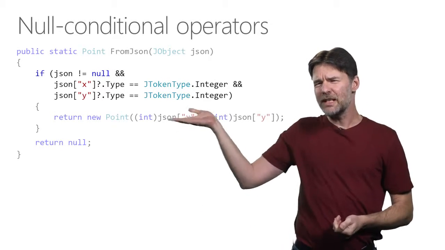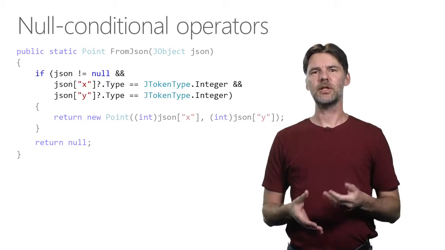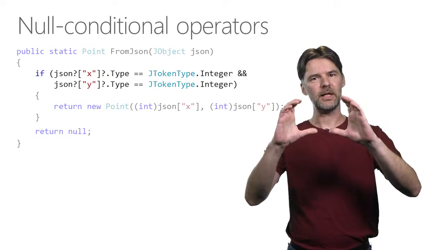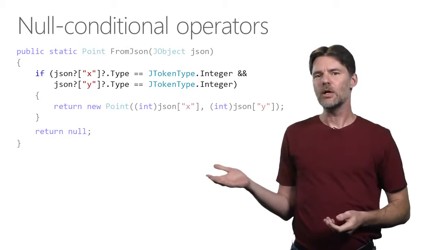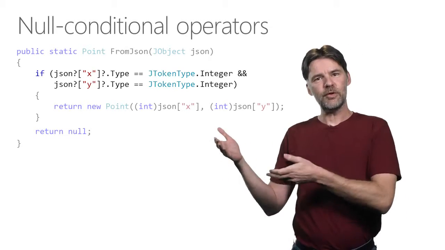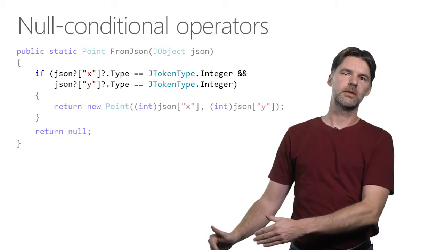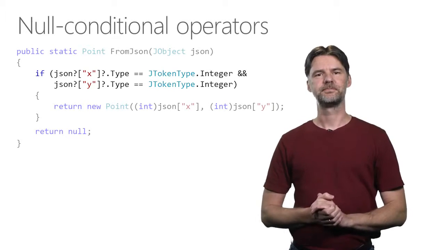Meanwhile, we still have that initial null check to see if we can index. But indexing can be done in a null-conditional way too. You just insert a question mark in front of the square brackets, and now they only happen if the receiver is not null. And now, the whole if condition just expresses your core intent, which is, if JSON has x's and y's with integer types, then do the following. The essence stands out. The rest fades into the background.